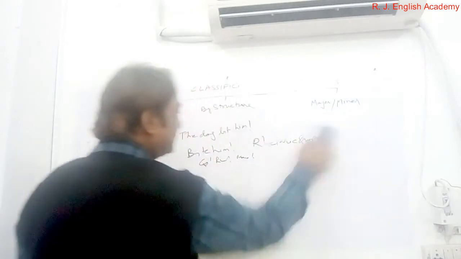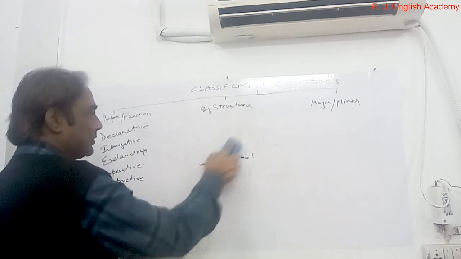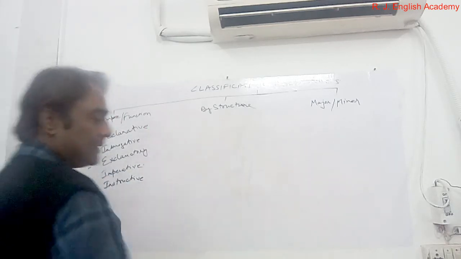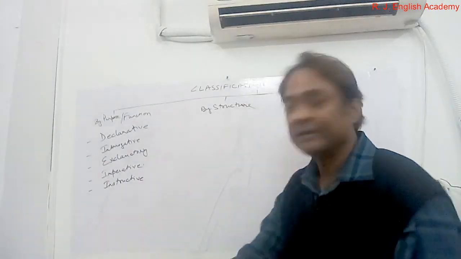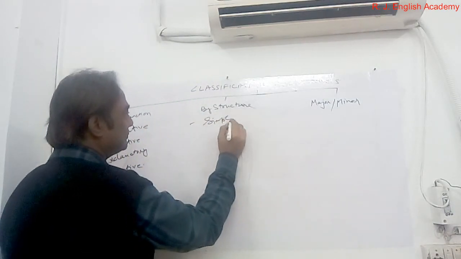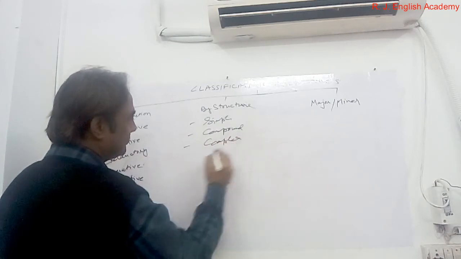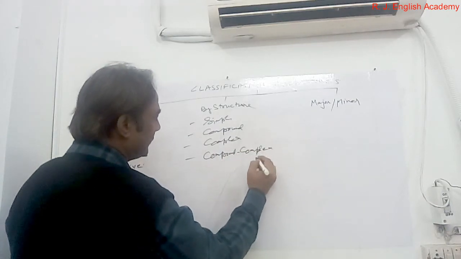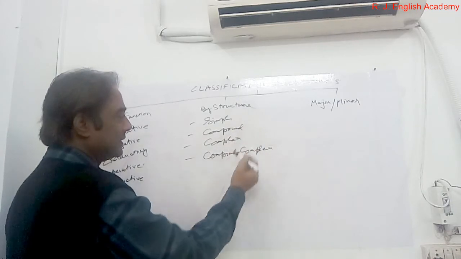Okay, now we move on to sentences by structure. So this is clear. By purpose and function: declarative, interrogative, exclamatory, imperative, and instructive. Now we move to by structure. By structure is simple sentence, compound sentence, complex sentence, and compound-complex sentence. Compound-complex is basically a fusion of compound and complex. It is also known as complex-compound.